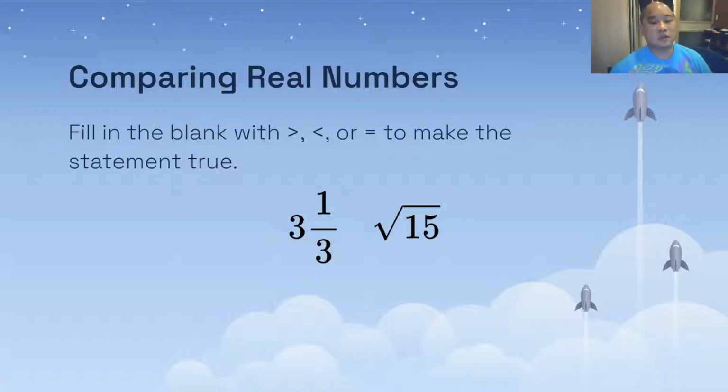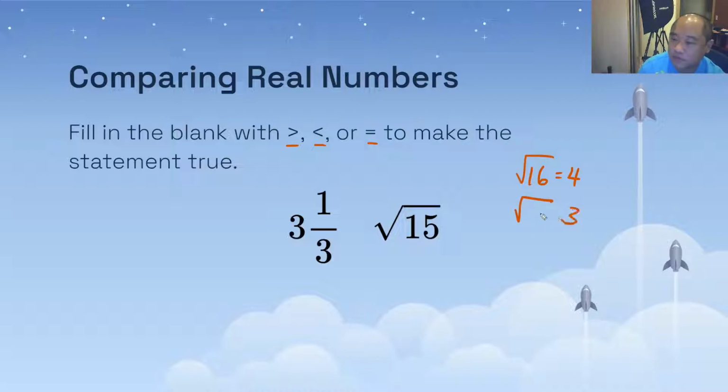Comparing real numbers. Here we're just going to fill in the blank with one of these symbols: greater than, less than, or equal to. So the square root of 15, what is that? Well, the square root of 16 is 4, and the square root of 9 is 3. So this is pretty close to 4, and this is pretty close to 3, right? This you would round down to 3, this you would round up to 4. So this one is bigger.